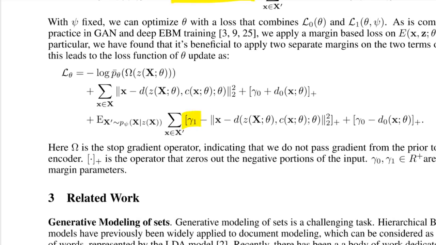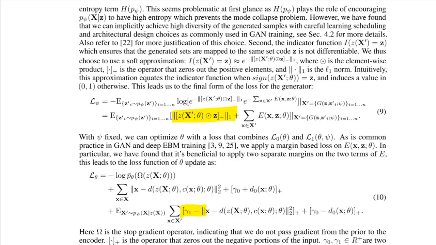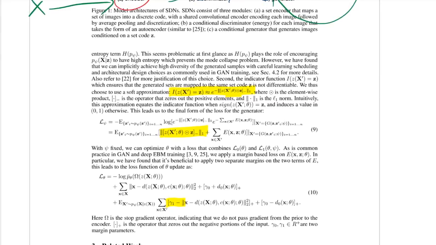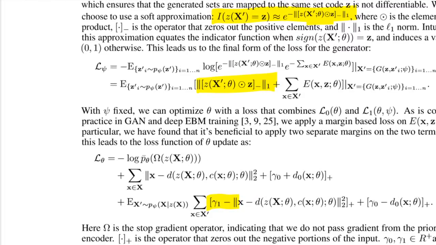They introduced these margin losses right here. I don't want to go into that too much, but basically, with some approximations, they approximate, oh yeah, here it is, the indicator function. They approximate it as this. I was looking for that. They optimize this log likelihood from above in the way where they keep the generator constant and optimize the rest of the pipeline, so the encoder and the discriminator and the prior, and then they keep that rest fixed and they train the generator.